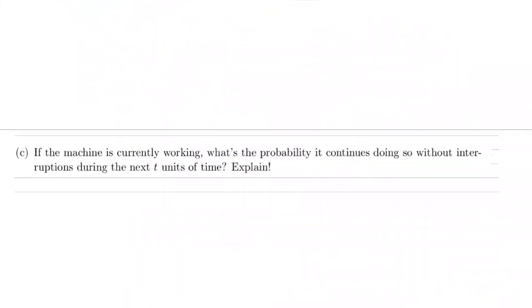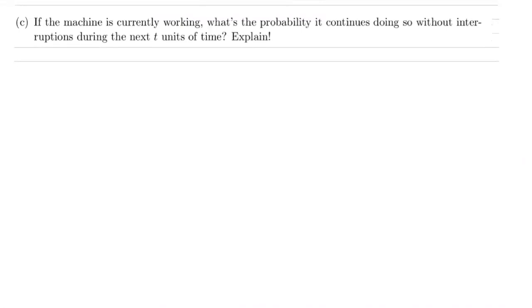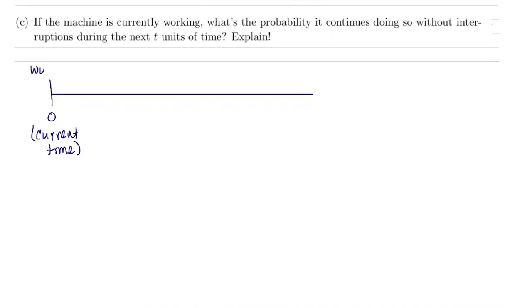All right, moving along to part C. If the machine is currently working, what is the probability it continues to do so without interruption during the next t units of time? Explain. So in Markov processes, which are always time homogeneous unless stated otherwise, whenever I see the word current, I would think of that as time 0. So this is current time. And so it is working at time 0, which means it's in state 0.